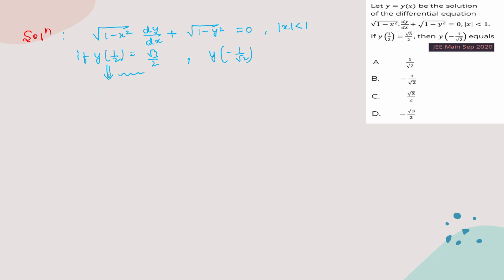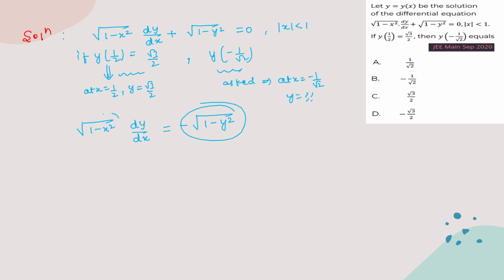So this means that at x is equal to 1 by 2, y is equal to root 3 by 2, and what has been asked is: at x is equal to minus 1 by root 2, what is the value of y? First of all, you can see this is under root of 1 minus y square, and this is under root of 1 minus x square, so we can try to separate them. This is under root of 1 minus x square dy by dx. Let's take the under root of 1 minus y square on the right side, so this will come with the negative sign. Now this is in terms of y and this is in terms of x.